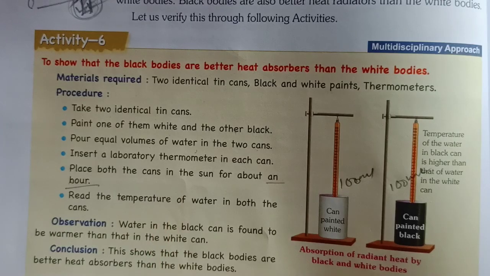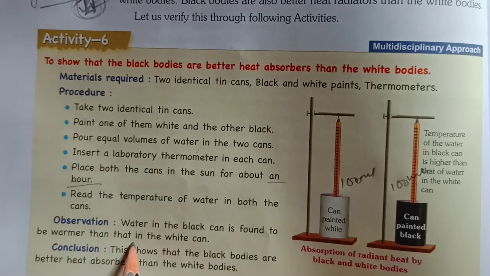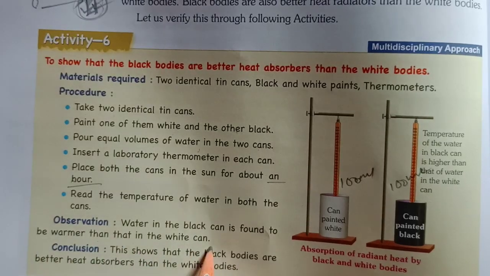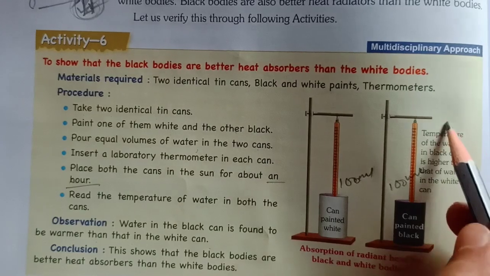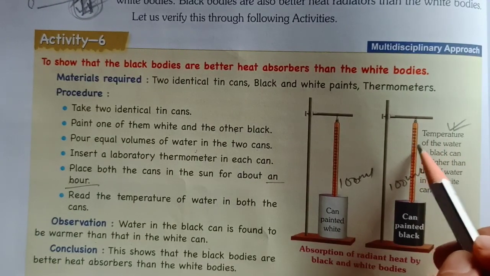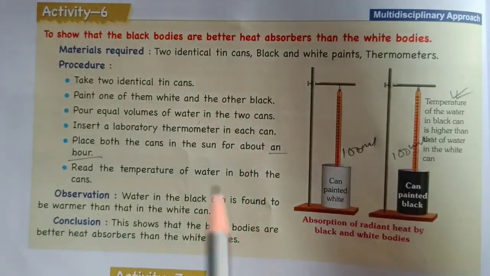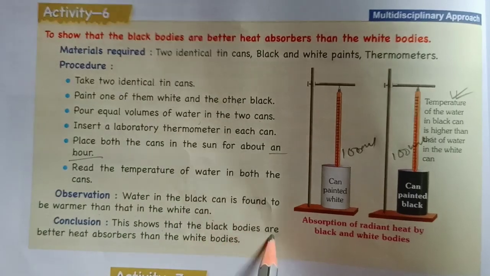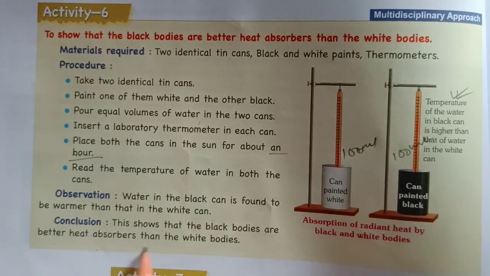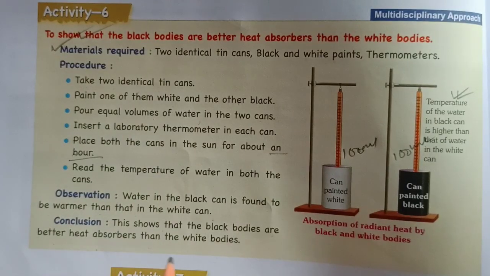Now let's see the observation. Water in the black can is found to be warmer than in the white can. How will we notice that? By the temperature. We will see the temperature in the black tin can is higher compared to the white can. So the conclusion is, this shows that black bodies are better heat absorbers than white bodies. By this experiment we have come to know that black bodies are better heat absorbers than white bodies.